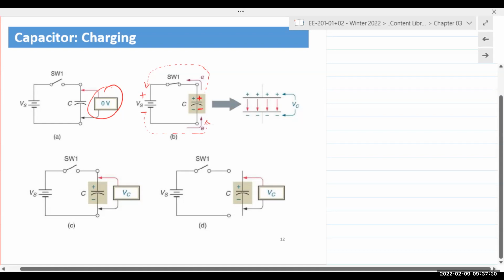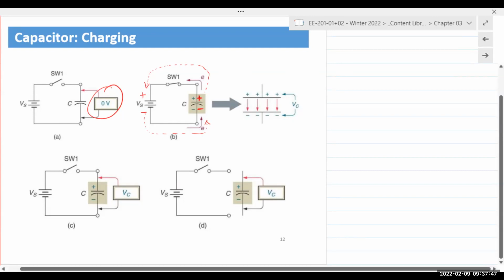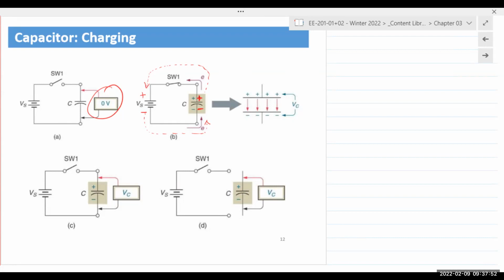And when you have a difference in electric potential between the two plates, you have a voltage. That voltage is defined as the capacitor voltage Vc. Now the reason electrons will flow is because there is a charge imbalance. You have Vs over here and you have 0 over here, right? So the electrons will keep flowing as long as there is a charge imbalance between Vs and Vc.